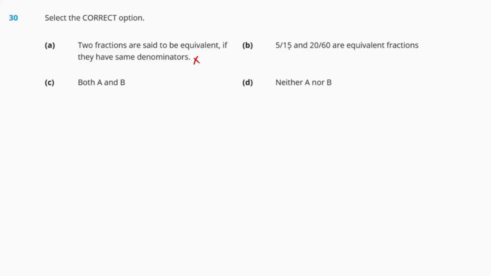Now, next is 5 upon 15 and 20 upon 60 are equivalent fractions. Okay, so to check if they are equivalent or not, let us try to convert them into their simplest forms. So 5 upon 15, what will it be? If you cut them out by the table of 5, this will become 1 by 3, right? And second one is 20 upon 60. So if you simply cut them off with the table of 20, this will give us the answer what? 1 by 3, right? So they are equivalent fractions. Why? Because when we are trying to cut them off into simplest fractions, the answer for both of these is same. So yes, they are equivalent fractions, and option B is the correct option for us.